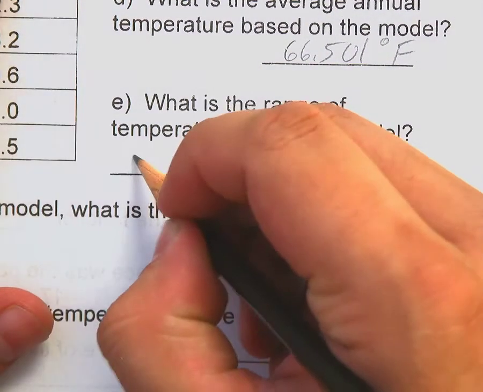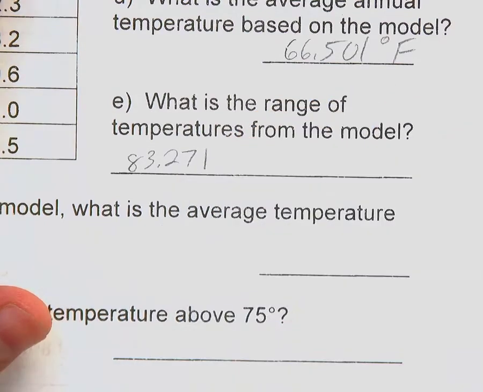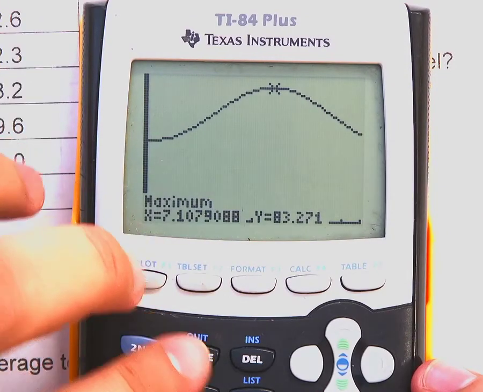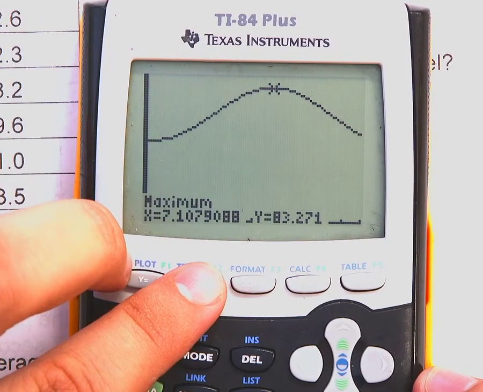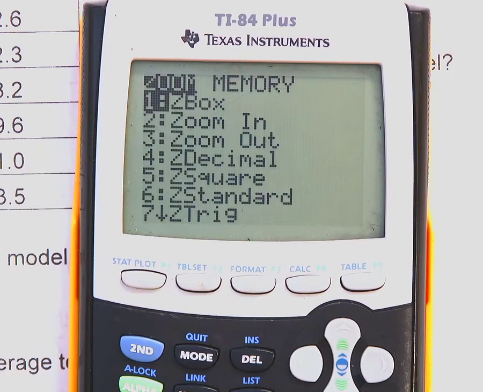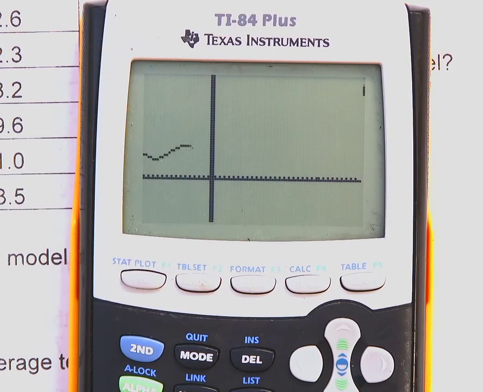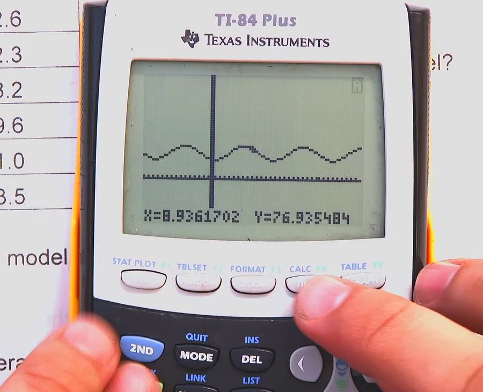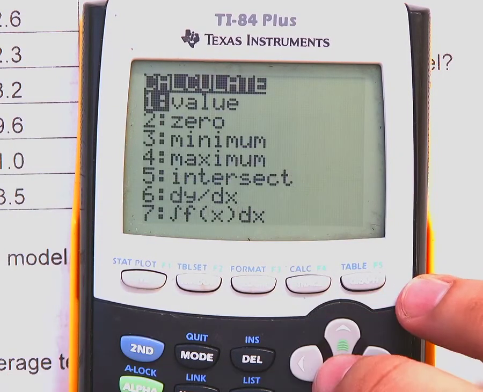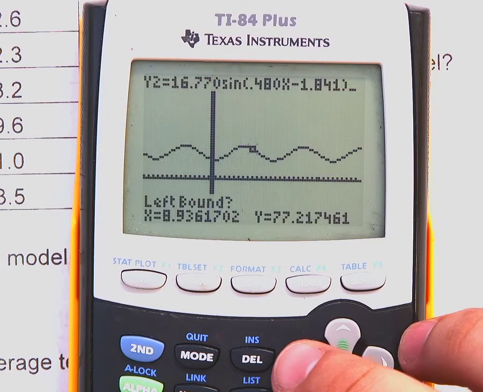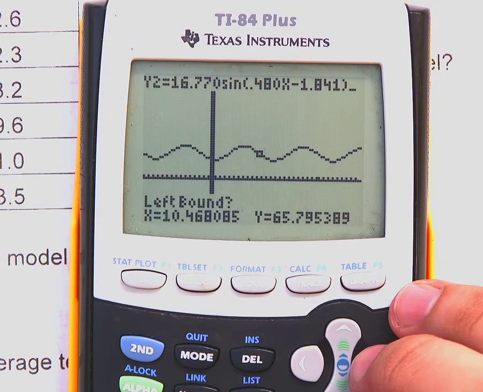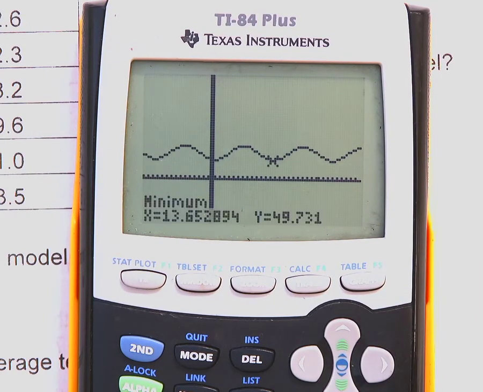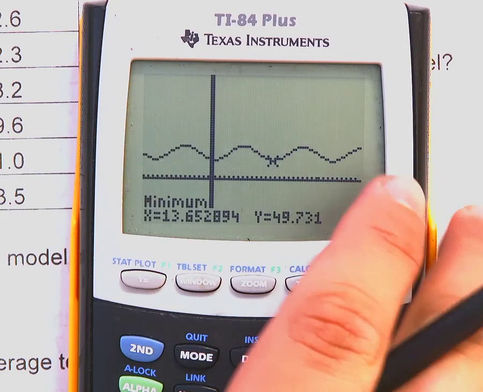Let me write that down. 83.271, right? My minimum, I'm going to need to zoom out a little bit here. Zoom, 3, enter. My minimum value, y value, I just need to pick any lowest y value I can. Second trace, number 3 for minimum. Go to the left of a minimum, go to the right of a minimum, hit enter and enter. Minimum is 49.731.